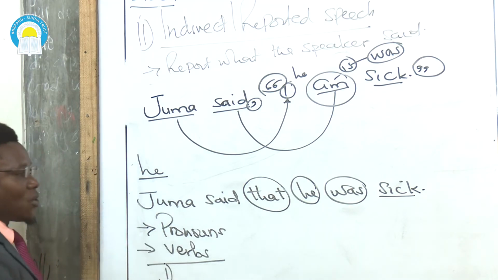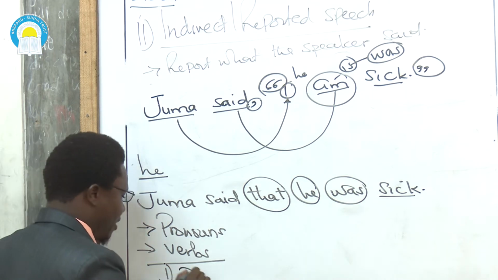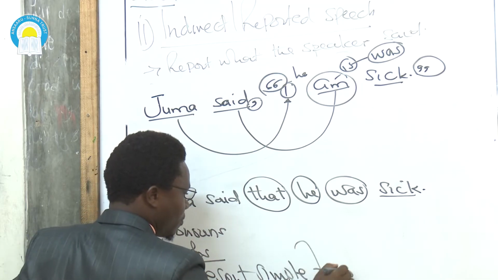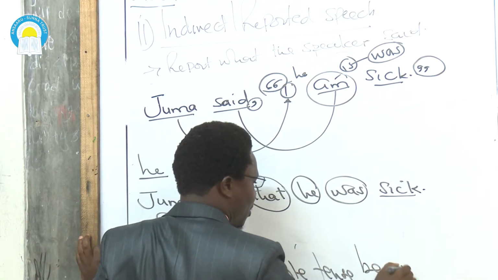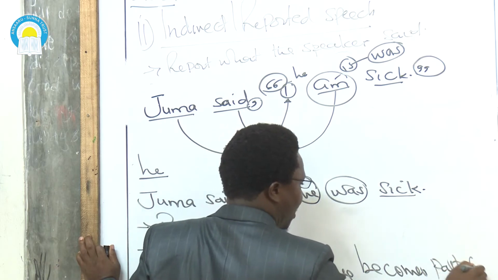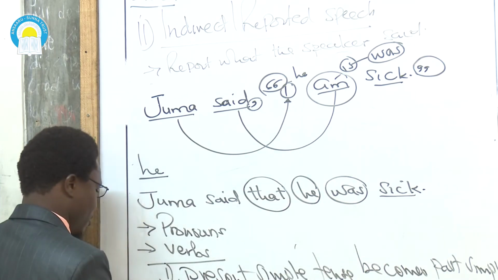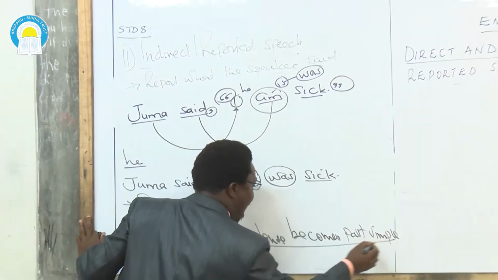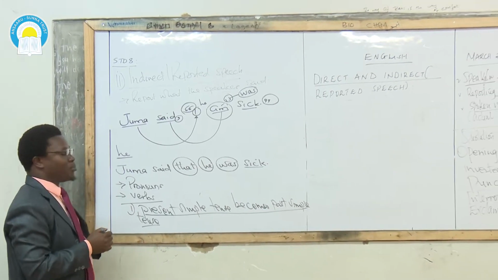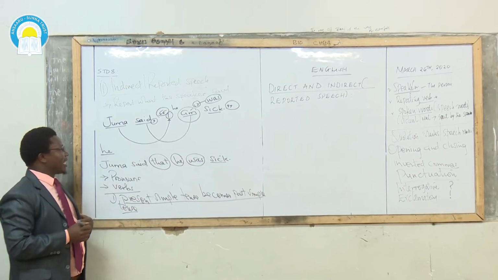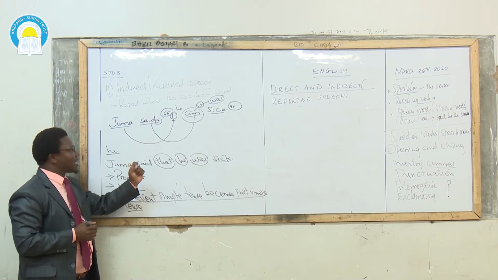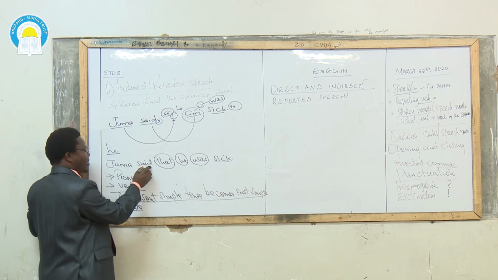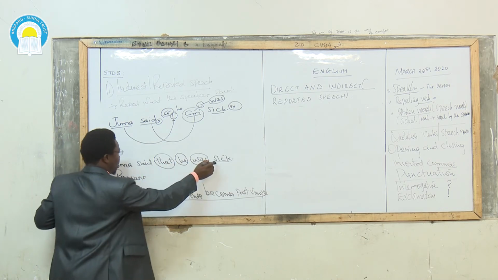So, this leads us to the first rule, that present simple tense becomes past simple tense. Present simple tense becomes past simple tense. Just like in a sentence, Juma said, I am sick. It has become, Juma said that he was sick.